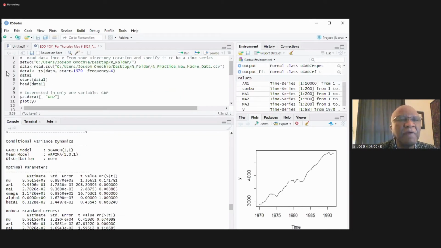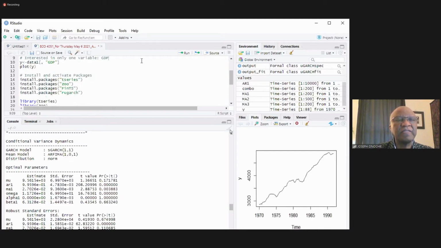So look, these are the commands. Everything from line 1 to 7, we already did before in this class. I set the working directory to my R folder, I pick up that macro data variable CSV, and I make it a time series. I've done all of this. And then I extract the GDP, put it in Y, and I plot Y. Here at the bottom right-hand side, I have plotted Y. So I have run this before class.